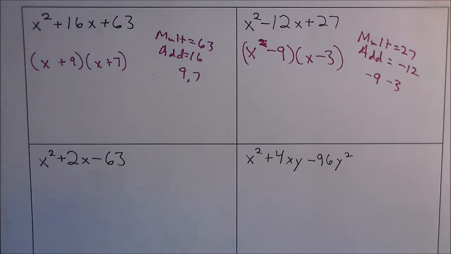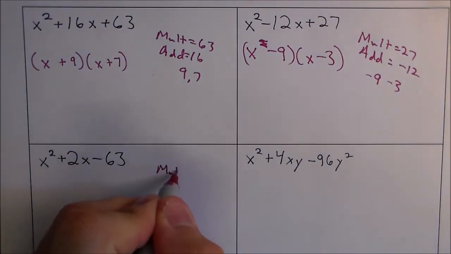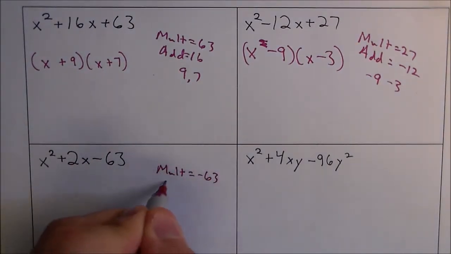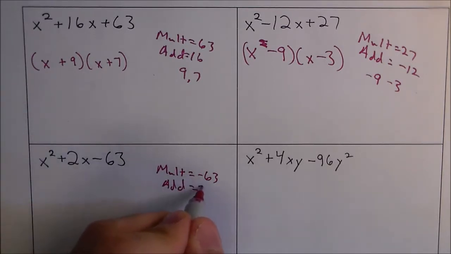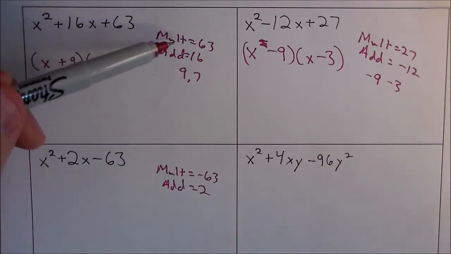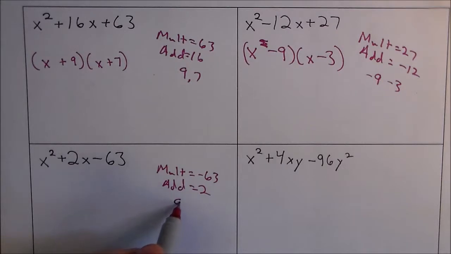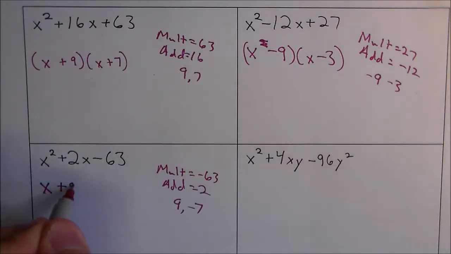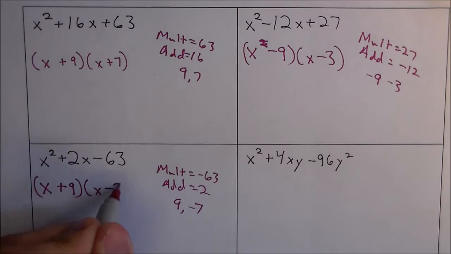X squared plus 2x minus 63. Multiply to negative 63. That adds to 2. Kind of looks a lot like this one up here, but now it's a negative. So with 9 and 7, I probably want the 7 to be negative, because these are going to add to be positive 2, but multiply to be a negative. X plus 9, x minus 7.